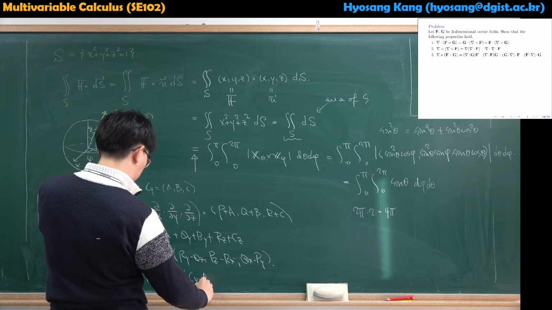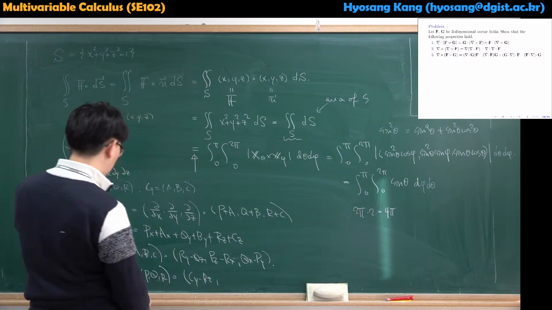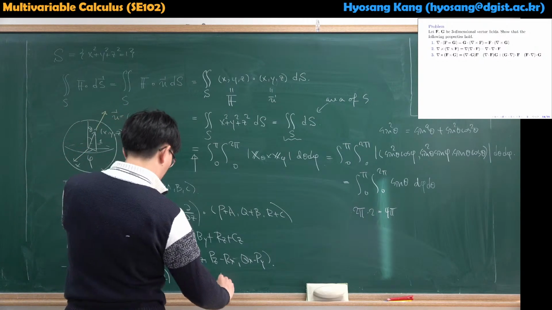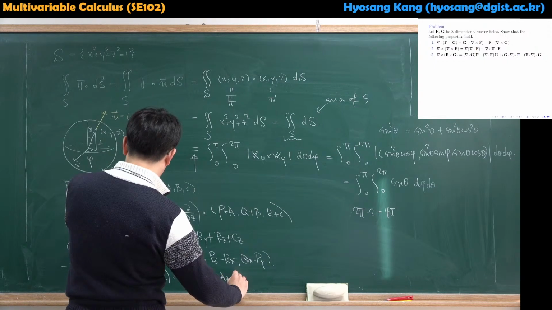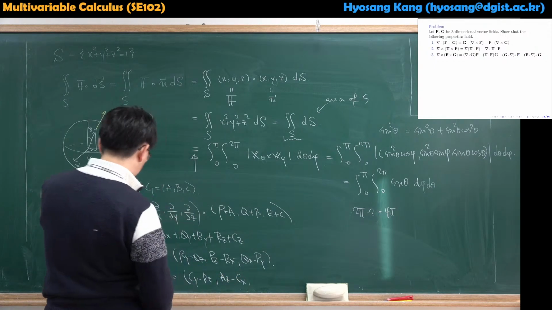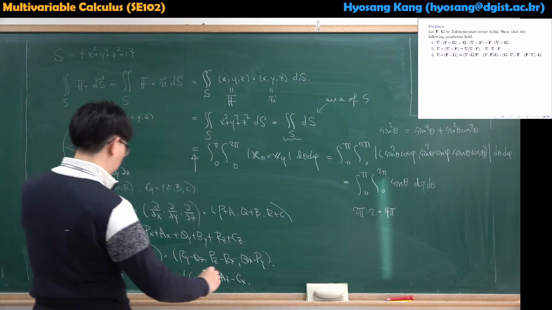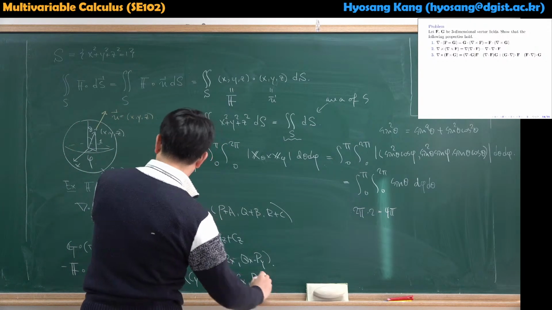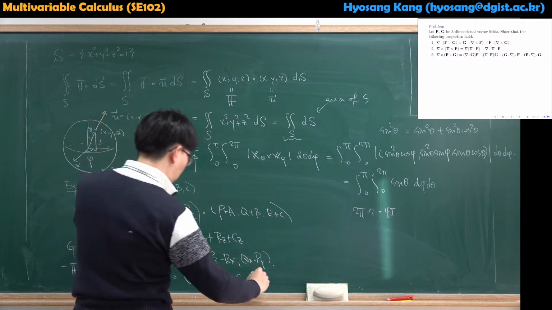CY minus BZ, and then AZ minus CX, and then BX minus AY.